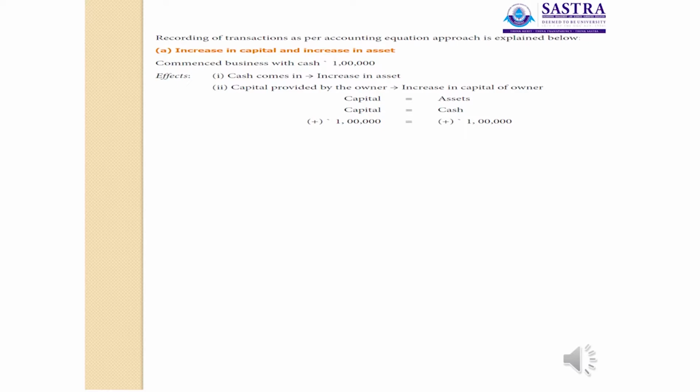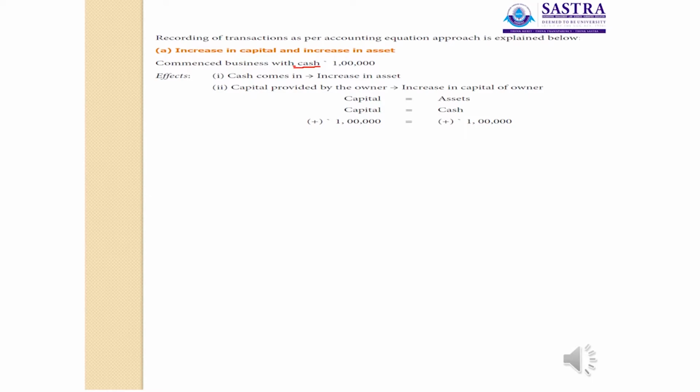Let us see how the transactions work as per the accounting equation approach. Here the first one is increase in capital and increase in asset. For example, commenced business with cash, rupees 1 lakh. Here there is the cash account and another one is the capital account. What are the effects of the transaction?